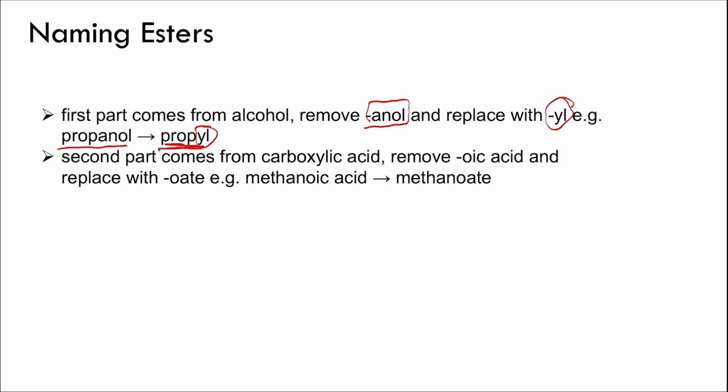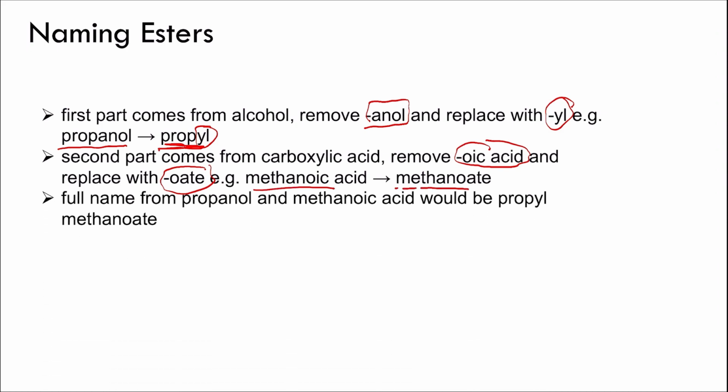The second part comes from the carboxylic acid. And when you name the ester, when you refer to the carboxylic acid part, then you remove -oic acid from the name of the acid and replace it with -oate. So if it's methanoic acid, it's going to be methanoate. So the full name of the ester that comes from propanol and methanoic acid would be propyl methanoate.